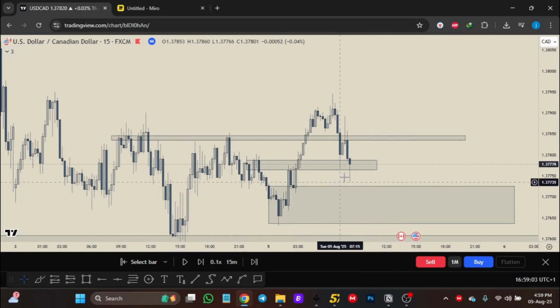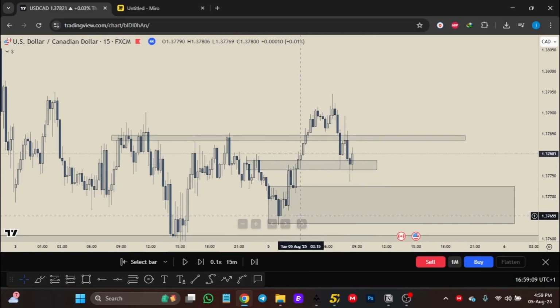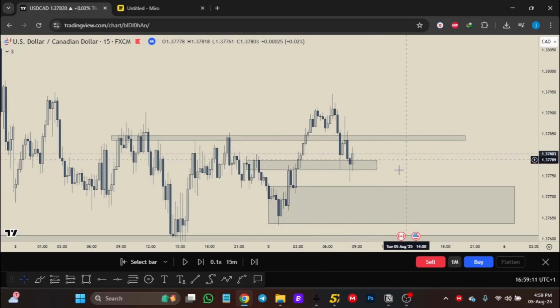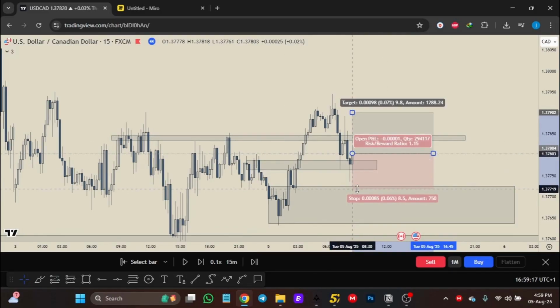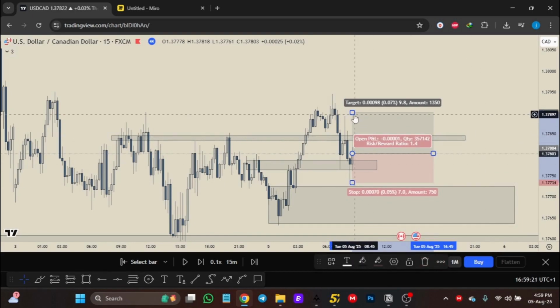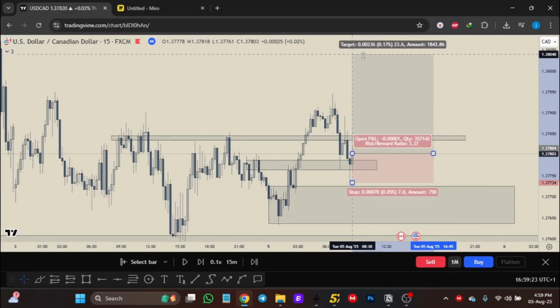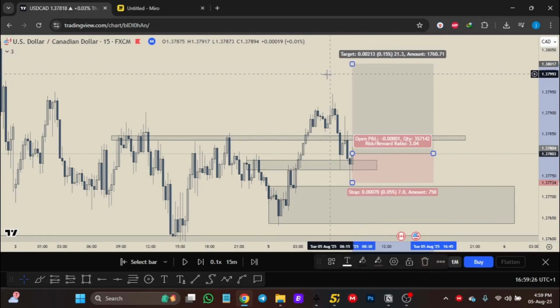I'm beginning to see rejection here, so I was like, yeah, this is good, right? And then a bullish engulfing candle happened, and this was where I took my trade. My trade here, the 7 pip stop loss, targets 3 hour, right?